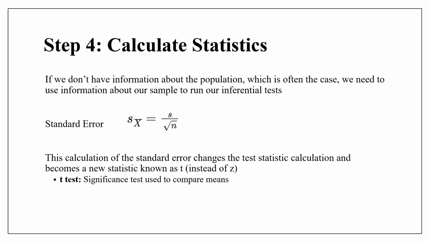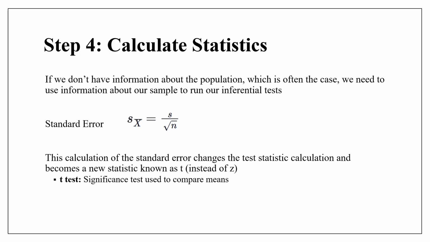Now, again, many times we don't have information about the population. It's actually rare that we have information about the population. For us to calculate the Z-score of the sample and do the Z-test, which is what we did previously, we need to know the population parameters. When we don't have those, what we have to do instead is use a sample to estimate the parameters of the population.